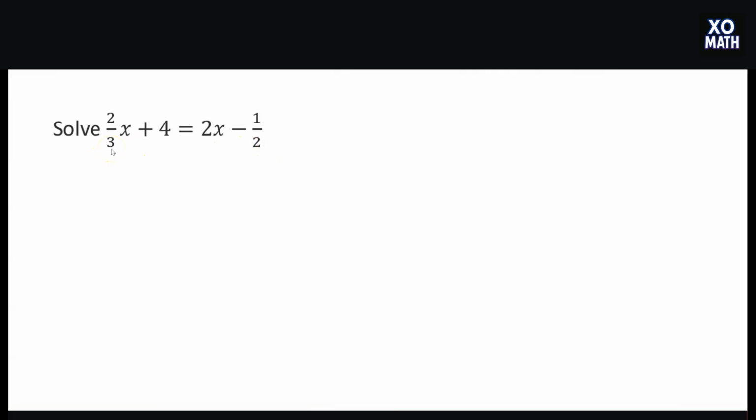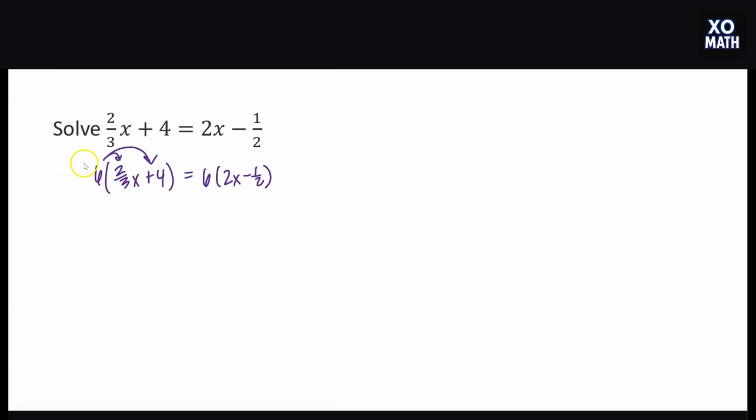And so I'm going to multiply both sides of the equation by 6. I'm going to have 6 times 2/3 x plus 4 and 6 times 2x minus a half. And I could do this because whatever I do to one side, I balanced it by doing the same thing to the other side. So now we distribute the 6.